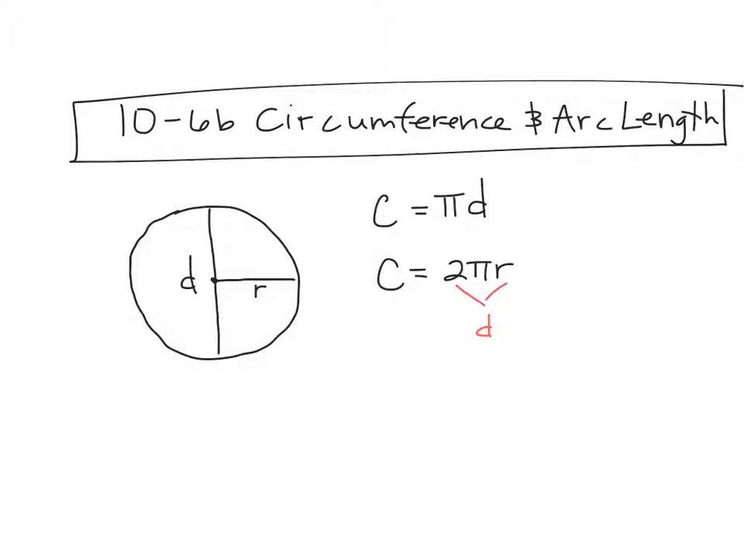If you're plugging pi in on your calculator, what number do you use for pi? Yes, it's approximately 3.14. But if you have a pi button on your calculator, you are welcome to use that every time because that's going to be the most exact answer. But 3.14 if you want, okay?